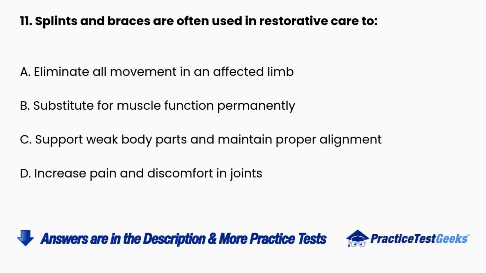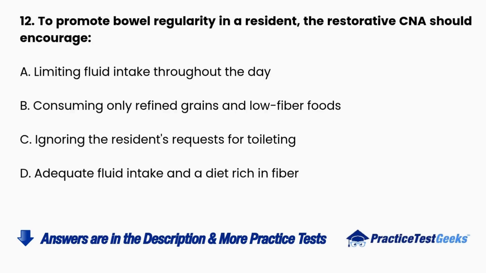11. Splints and braces are often used in restorative care to: A. Eliminate all movement in an affected limb. B. Substitute for muscle function permanently. C. Support weak body parts and maintain proper alignment. D. Increase pain and discomfort in joints.